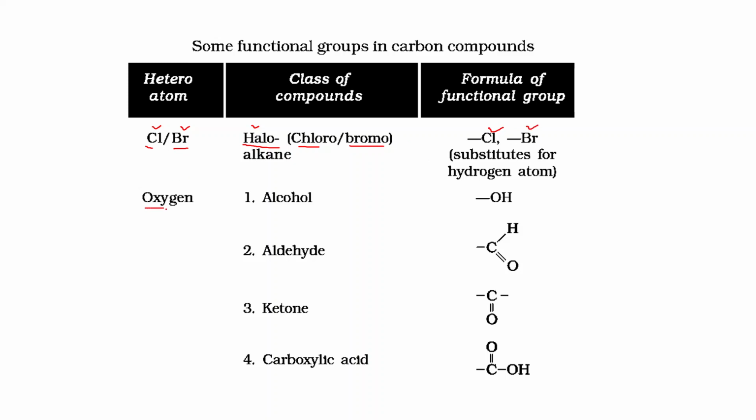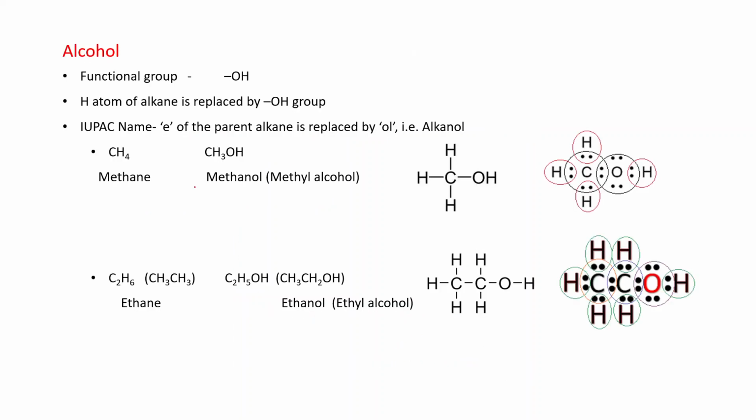If the heteroatom is oxygen, then this oxygen is present in different classes of compounds: alcohol OH, aldehyde CHO, ketone CO, carboxylic acid COOH. Now we will discuss them one by one. First, come to the alcohol. The functional group is OH, that is, a hydrogen atom of the alkane is replaced by an OH group.